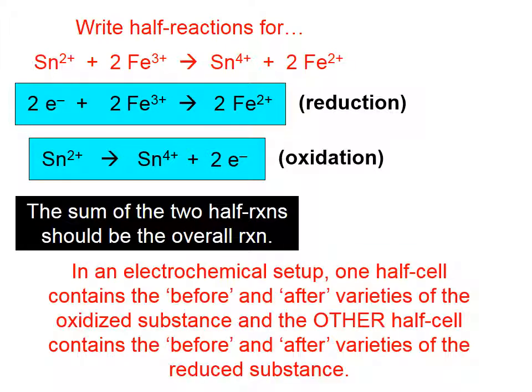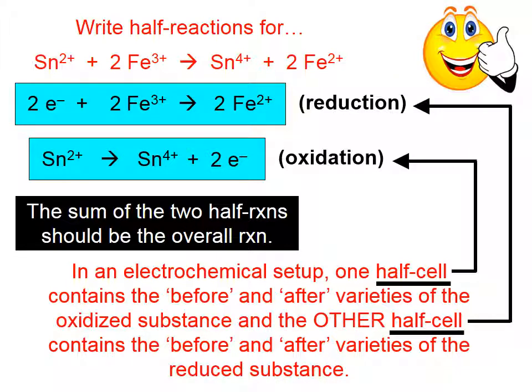Later on, in a very short time, we're going to be talking about an electrochemical setup. And typically when we talk about an electrochemical setup, one half cell contains the before and after varieties of the oxidized substance, and the other half cell contains the before and after varieties of the reduced substance. So if we were to actually set up this reaction somehow, the oxidation reaction would be taking place in the oxidation half cell, and the reduction of iron 3 would be taking place in the other half cell. Of course, we would need to connect these somehow, and we'll talk about that later.